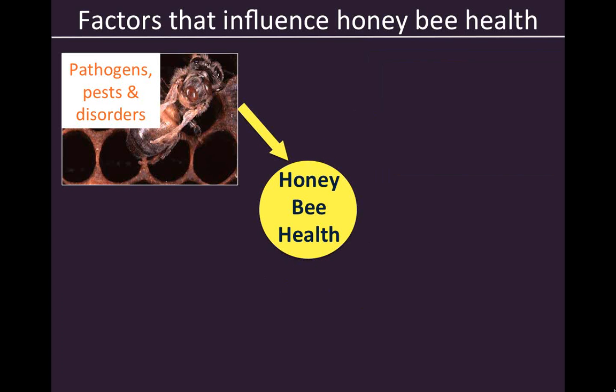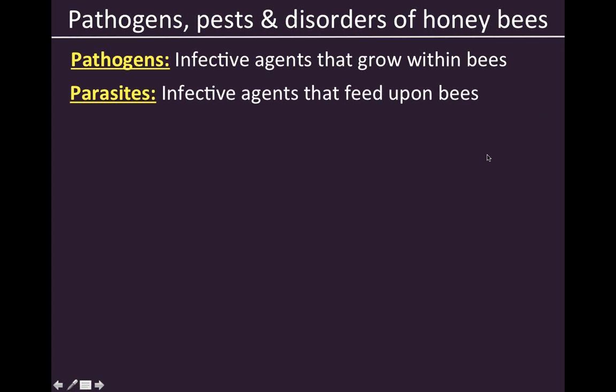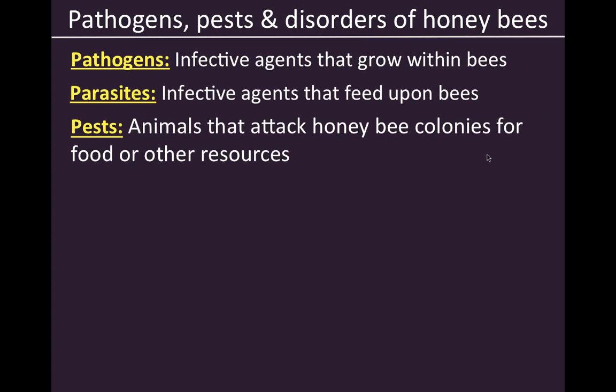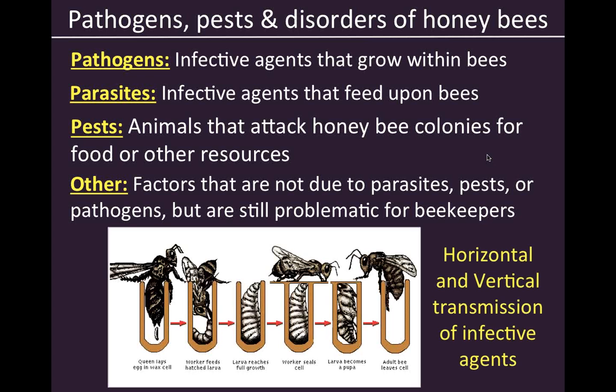So what are some of the pathogens, pests, and disorders that are afflicting our honeybees? First, I want to go over what we consider pathogens. Those are infective agents that grow within the bees. Then we have parasites, which are the infective agents that feed upon the bees, so ectoparasites, they're outside. We have pests, which are animals that attack the honeybee colonies for food or other resources. And we have other factors that are not due to parasites, pests, or pathogens, but are still problematic for beekeepers.